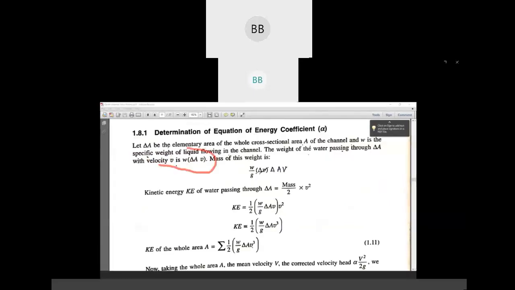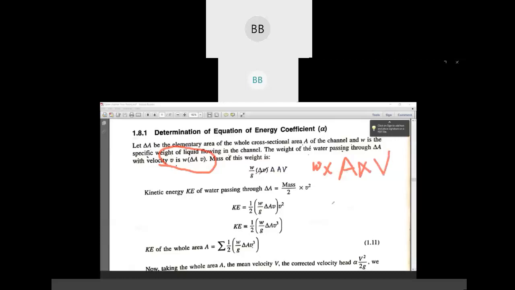For the mass we use the same equation, but now we are considering the whole cross sectional area. So specific weight multiplied by total area. Because in the previous case we considered only the small elementary area, that's why we took del a or dA. Now we are considering the whole cross sectional area.